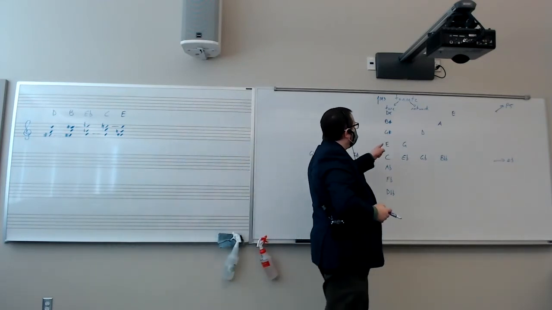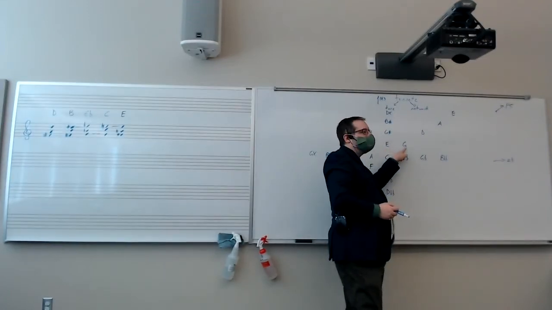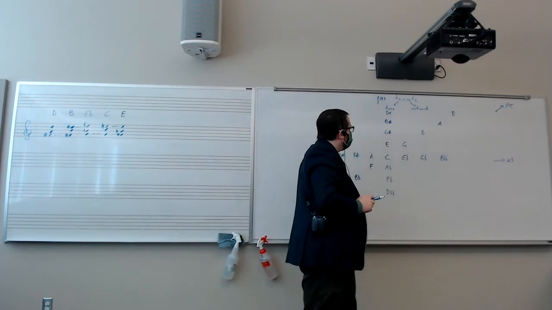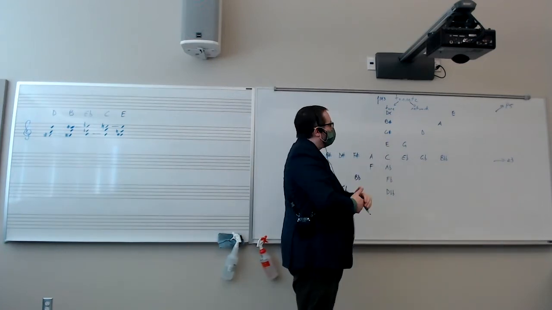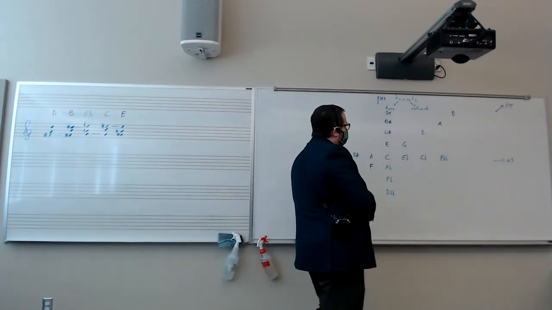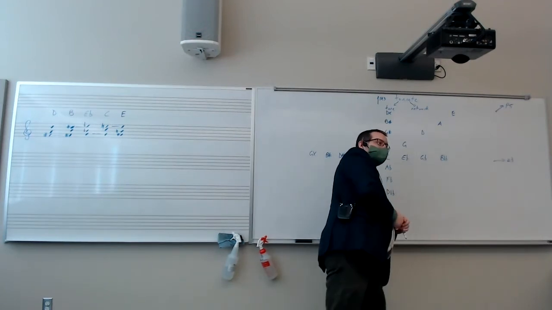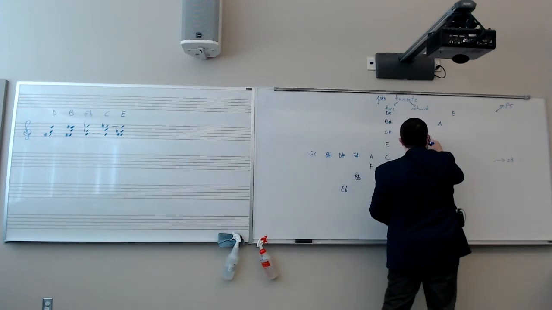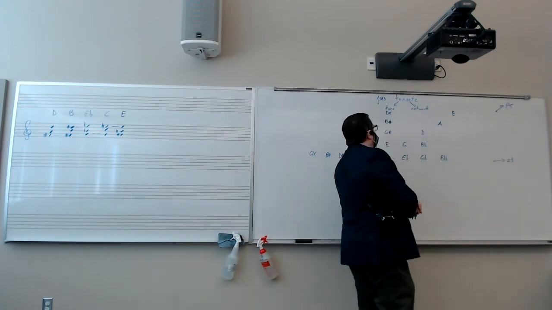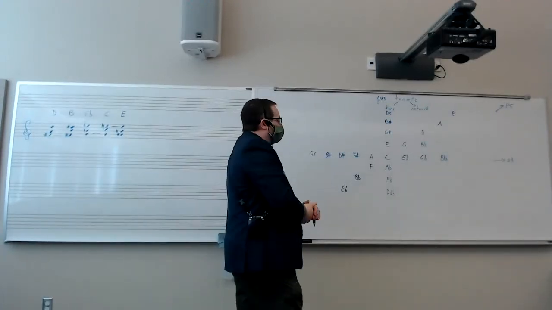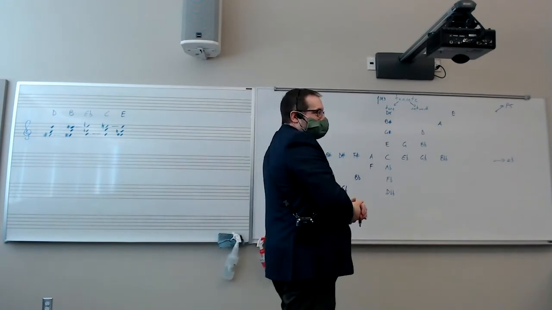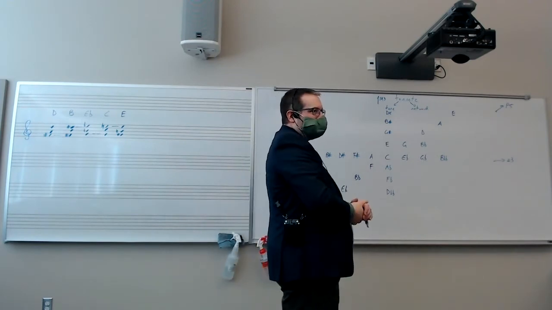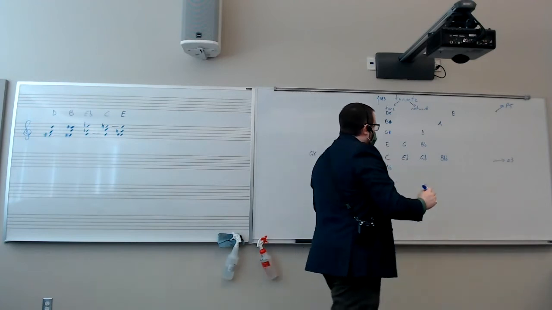which means E up a minor third is G. G up a minor third is B flat. B flat up a minor third is D flat.